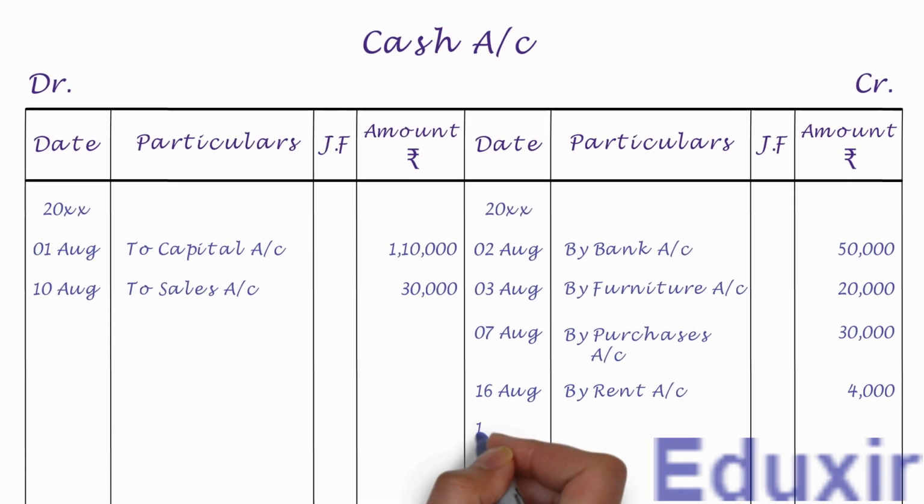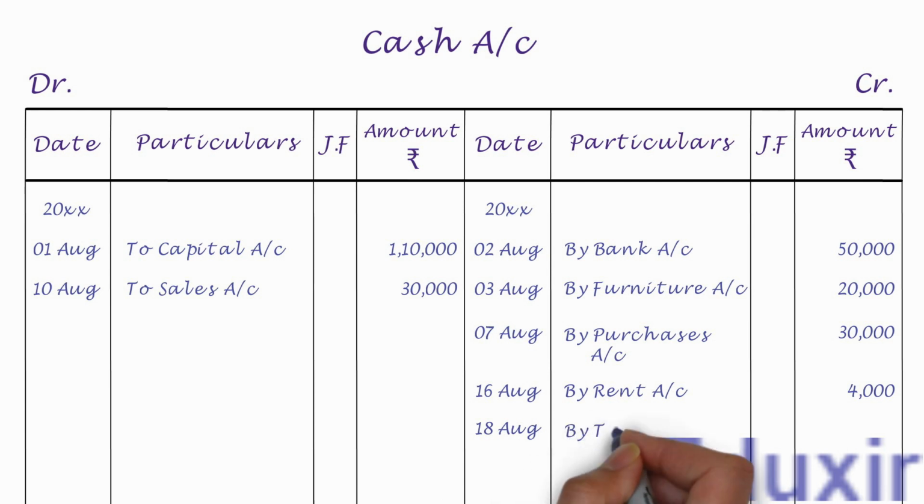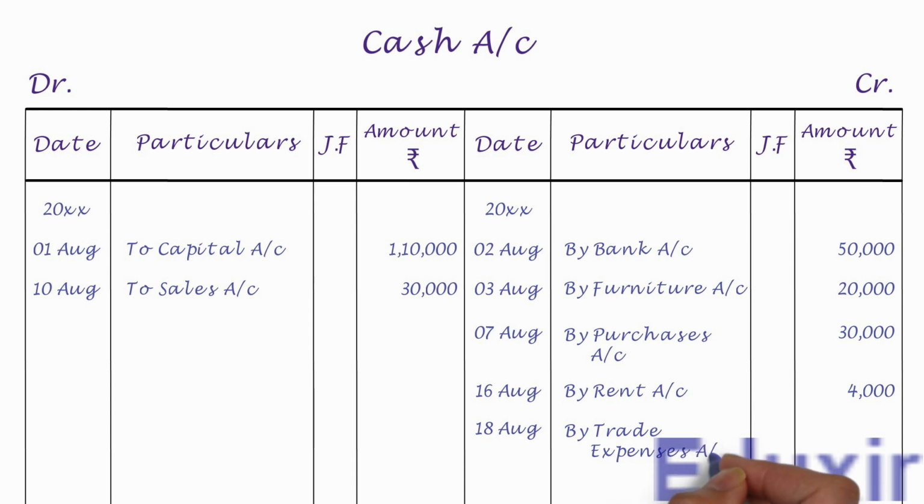Let us first write the date in the date column. We need to write by trade expenses account into the particulars column. Let us write the credit amount of 1000 rupees into the amount column. With that, we have completed the posting of this journal entry into the cash account. Let us now take up the next entry.